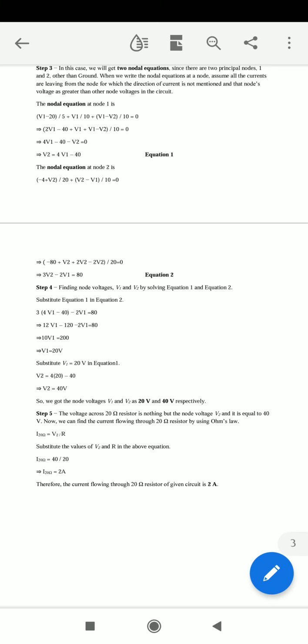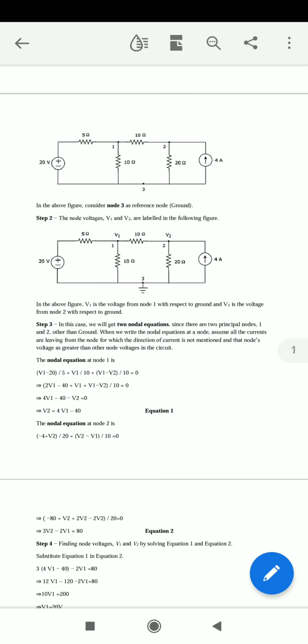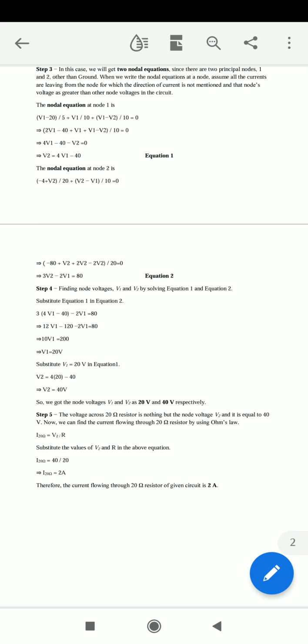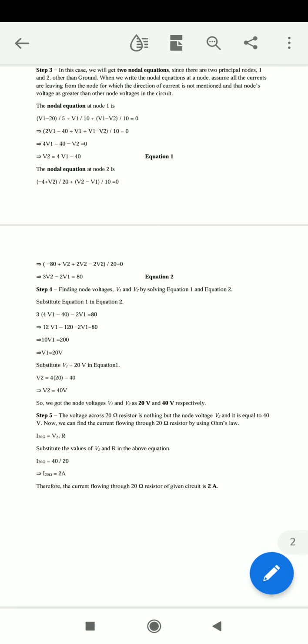I equal to V by R. The 20 ohm resistor is connected between the two voltages V2 and V3, so the current is V2 minus V3 divided by 20 ohm. V3 is always 0, so it is V2 divided by R. V2 is 40 volt, found from the nodal equation solution. Then we write 40 divided by 20, so the current in the 20 ohm resistor equals 2 ampere. This is the final solution.